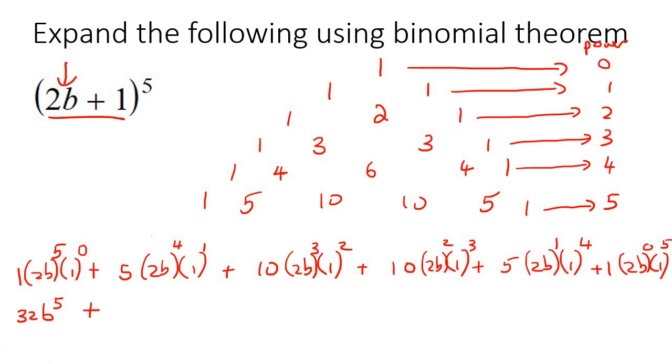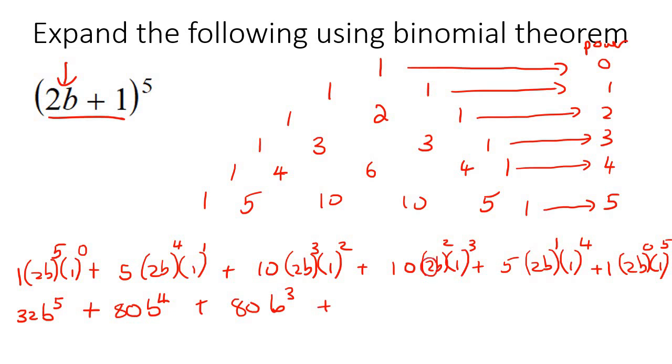Now, with this next part, this 2 is to the power of 4. So if you type that in your calculator, that's 16. 16 multiplied by 5 is 80. So you could just say 5 times 2 to the power of 4, and that's 80. And then b to the power of 4. This part doesn't do anything because it's a 1. The next part is 2 to the power of 3, which is 8. 8 multiplied by 10 is 80. b to the power of 3.